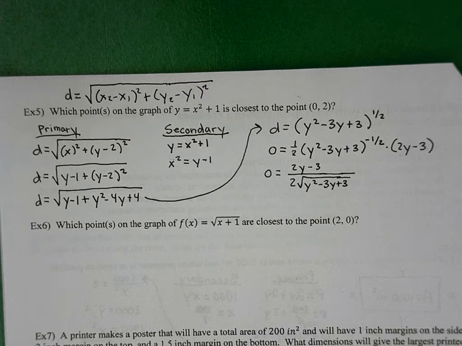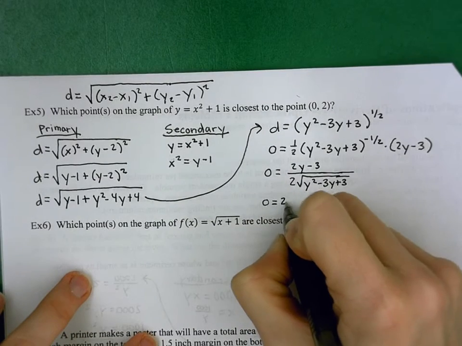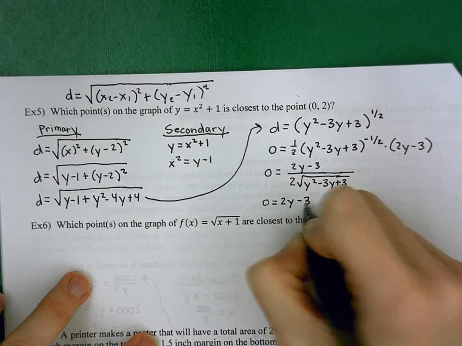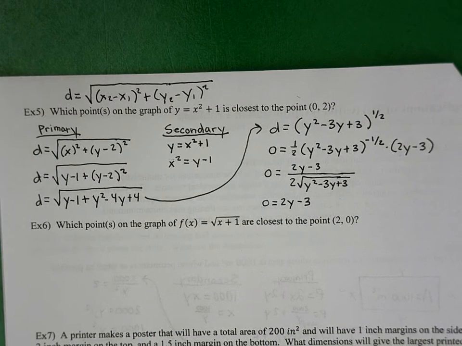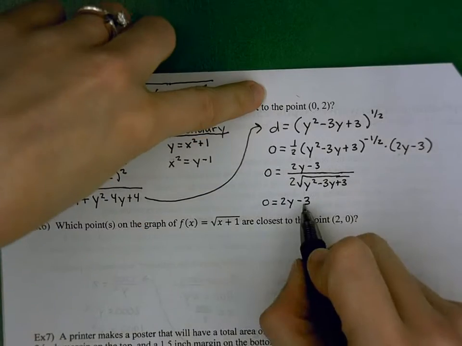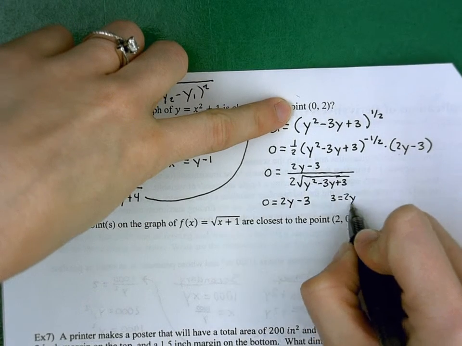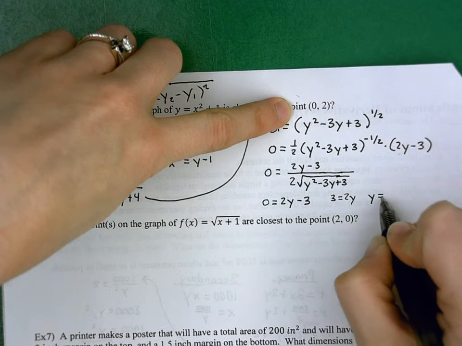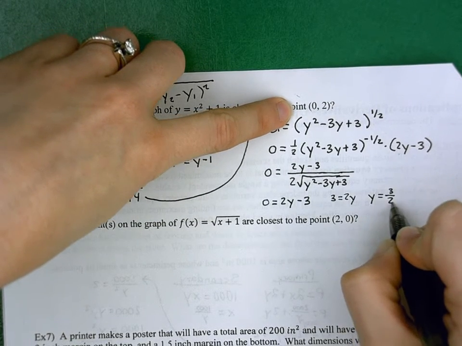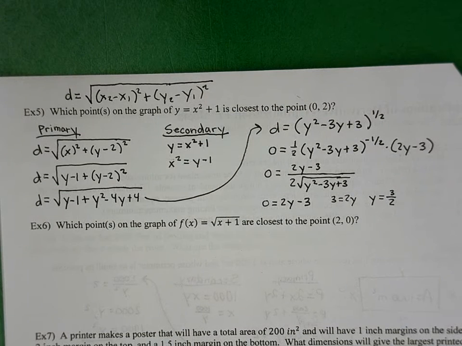Right, so we want our numerator to equal 0, and so I'm going to go ahead and pull out this numerator here, that 2y minus 3. Okay, and so then when I add 3 to the other side, I get 3 equals 2y, and divide by that 2, I get y equals 3/2. Okay.